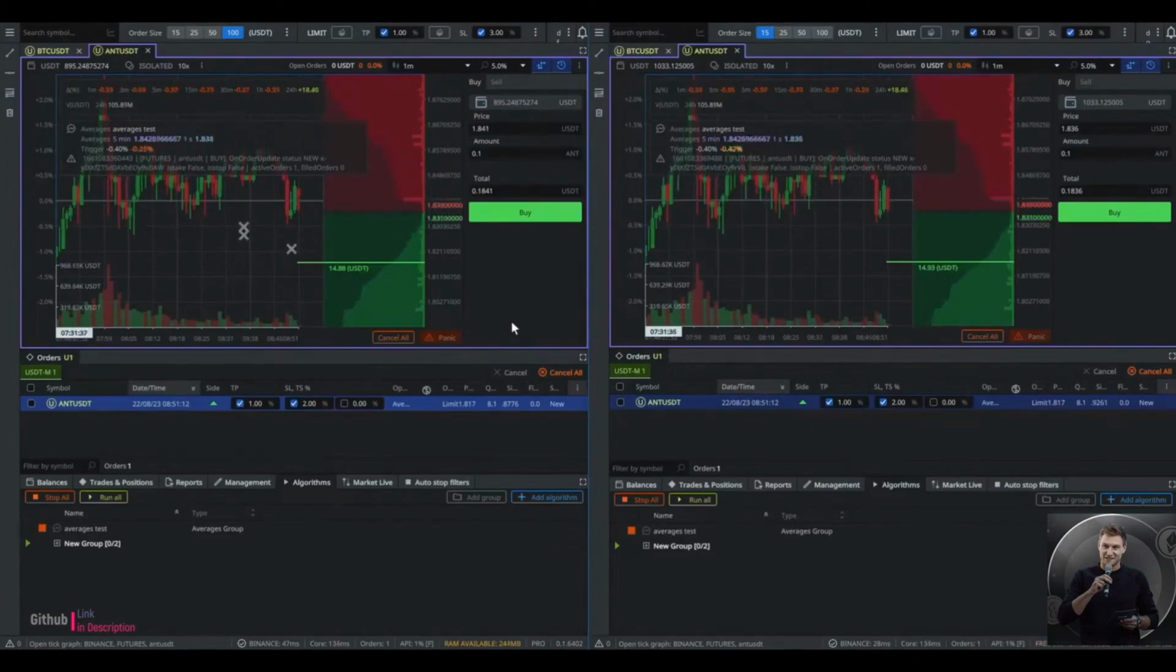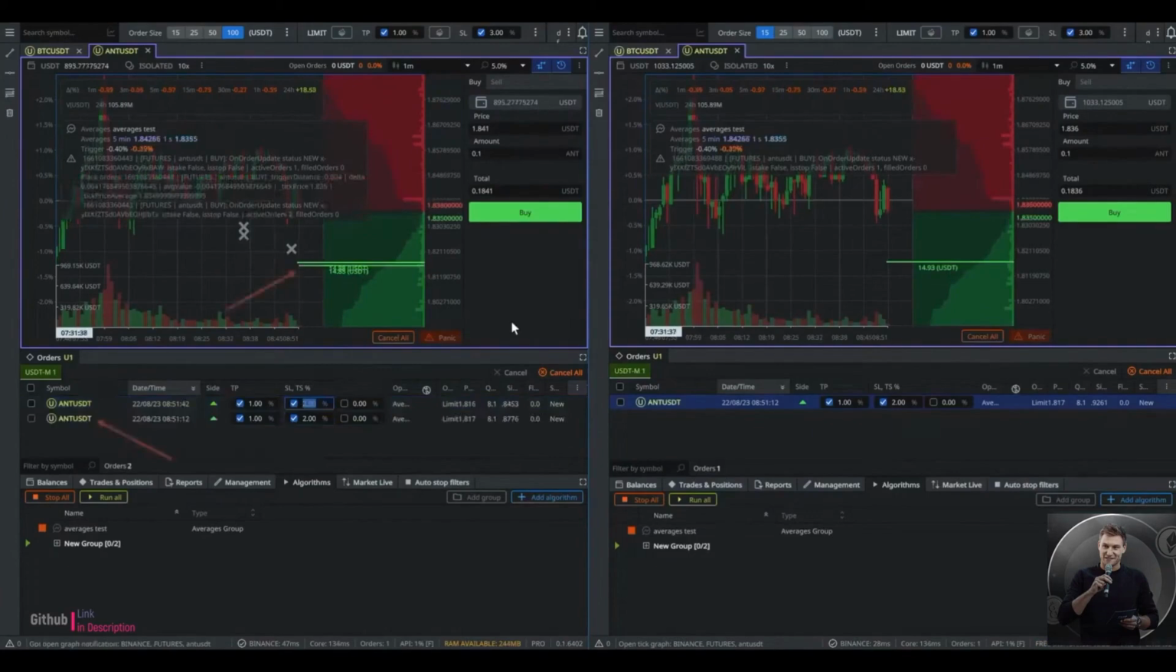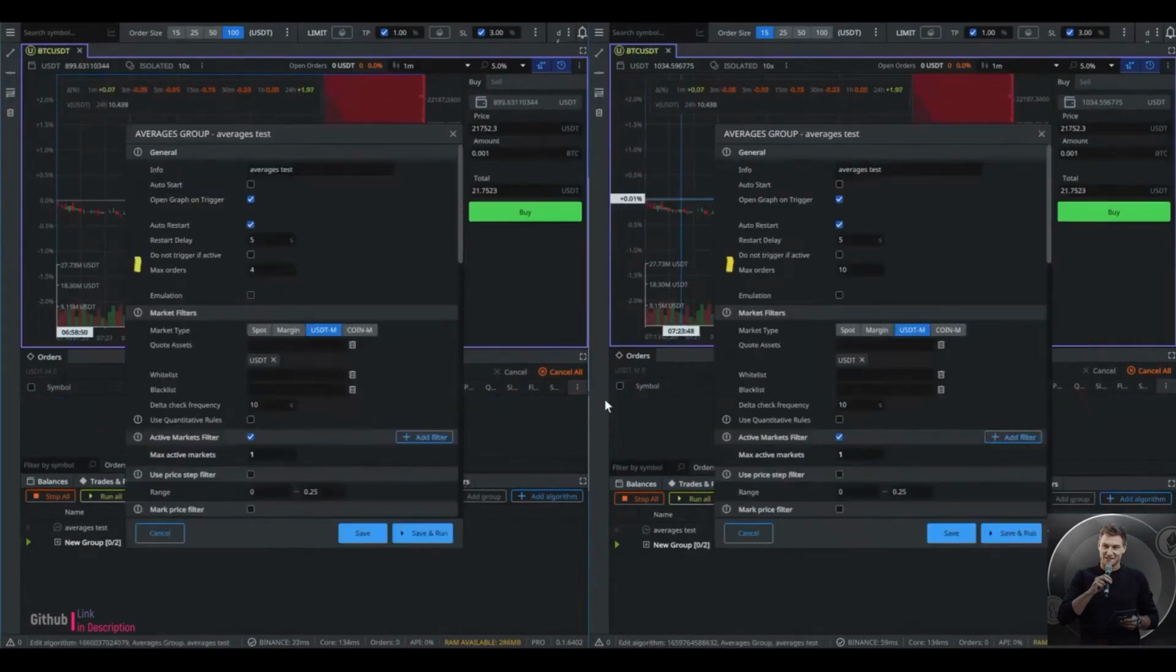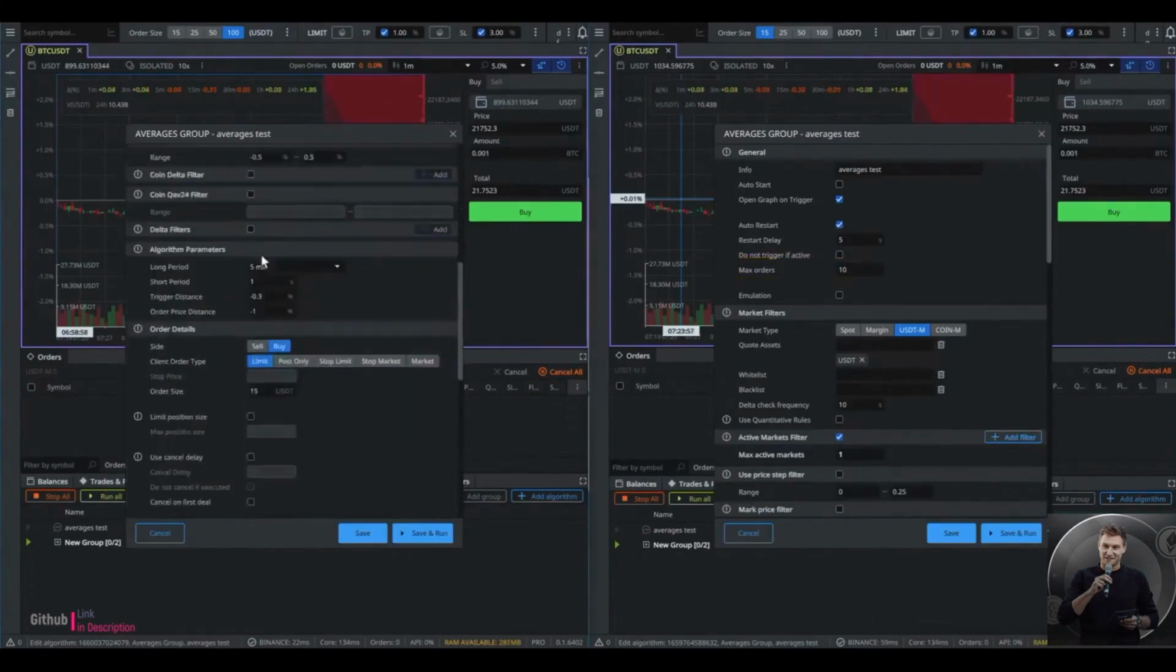Our trigger is executed. On the left we have another order, and on the right there is no order since do not trigger effective is enabled. Max orders limits the number of orders on the market for a particular algorithm. It should be used in cases where you have disabled do not trigger effective, limit position size, or when using a multi-order.